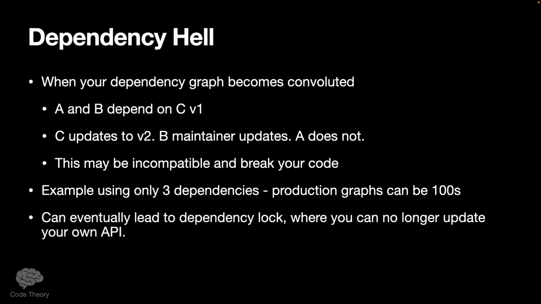It can also eventually lead to what's called dependency lock, where you can no longer update your own API. So if you're building an API or an app or something and you want to go to a new version, you find you're in a situation where in order to get to that new version, you're trying to use a certain amount of functionality from one dependency, but another dependency is keeping you from getting to that.